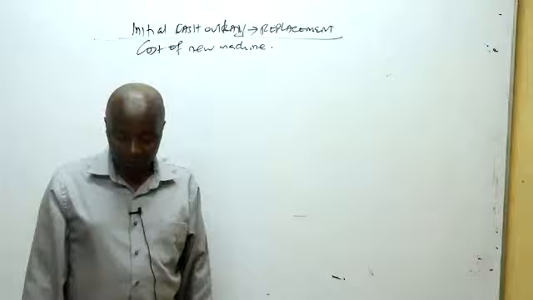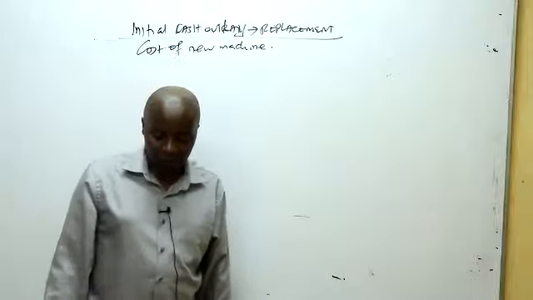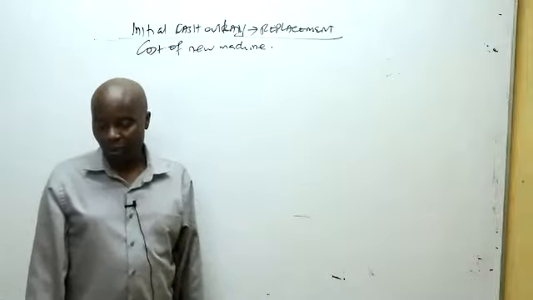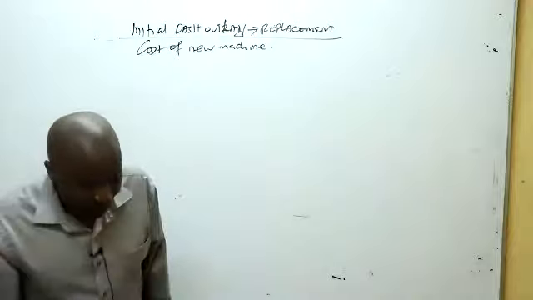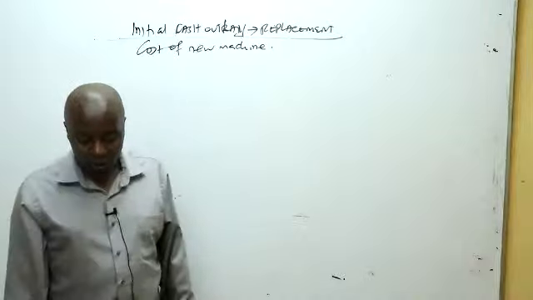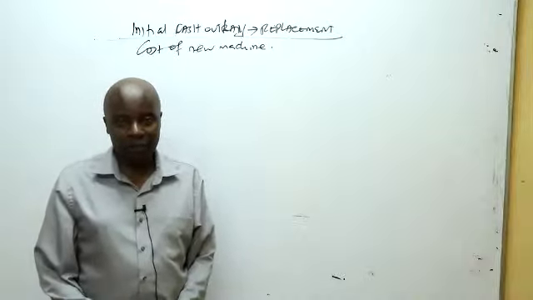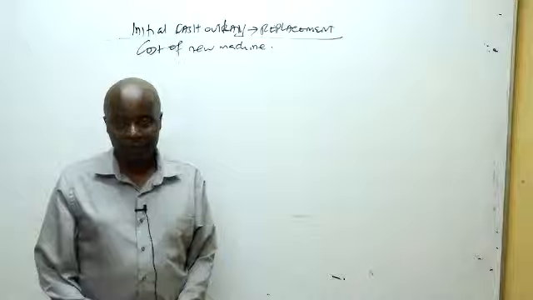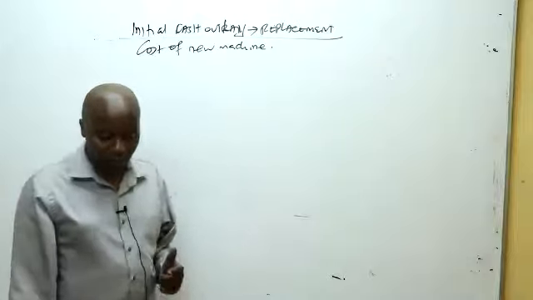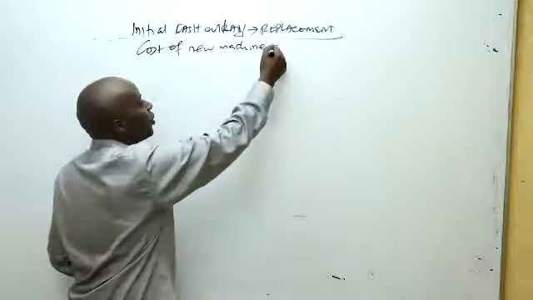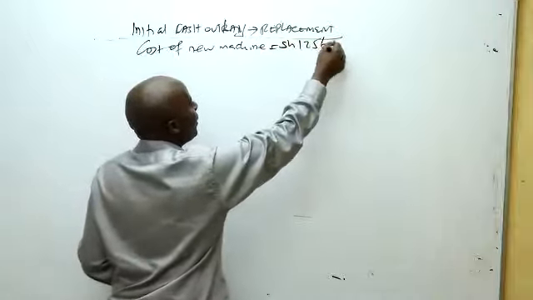Cost of the new machine from paragraph number 2. The cost of the new machine is how much? Somebody. 12.56, in terms of thousands, I'll talk of shillings. 12,560. Thank you very much.